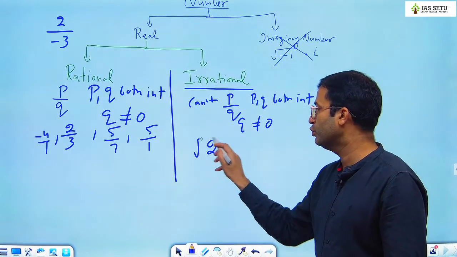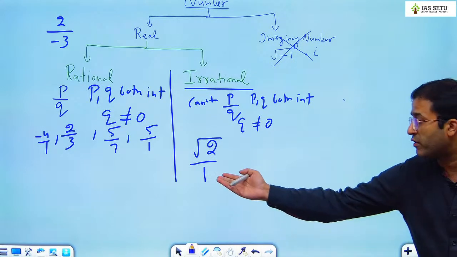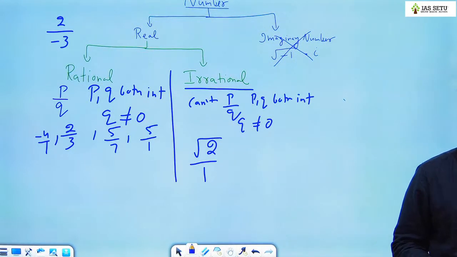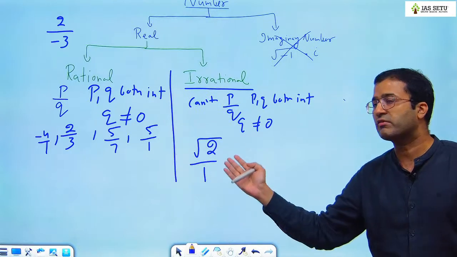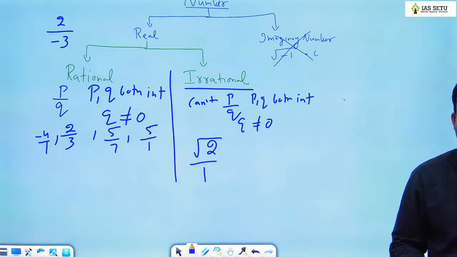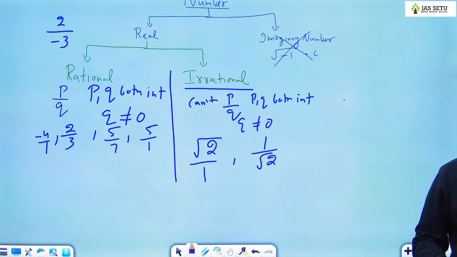Under root 2 upon 1. You cannot say, sir, 1 is integer. I need both integer. Then it is not rational. अगर दोनों integer होंगे, then only it is rational. Otherwise, it is irrational. Similarly, 1 upon under root 2. Tell me whether 1 upon under root 2 we take it as rational or irrational. Irrational.